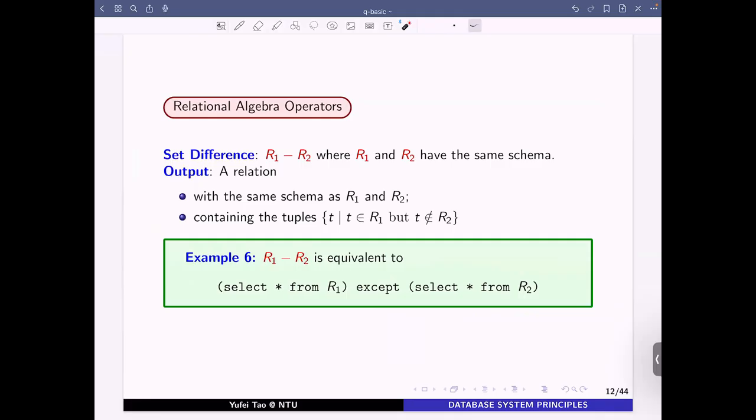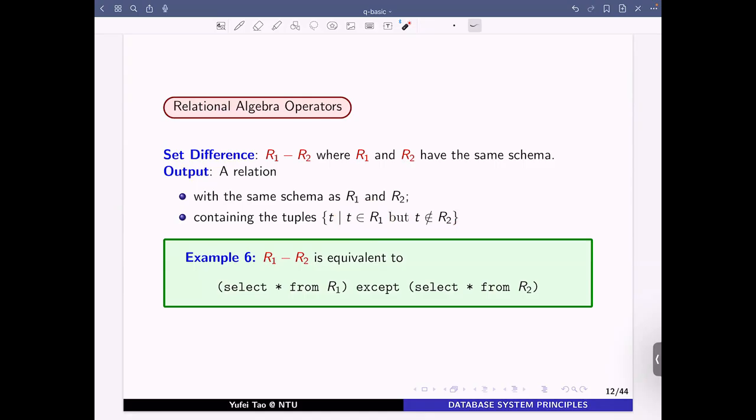Nice. So the next one is set difference, R1 minus R2. Again, R1 and R2 must have exactly the same schema. So what's the output? The output is a relation. First, the schema is the same as R1 and R2. The second thing is about the tuples, the rows. Here, we only want those tuples that appear in R1, but not in R2. So I repeat, you want only the tuples that appear in R1, but not in R2.